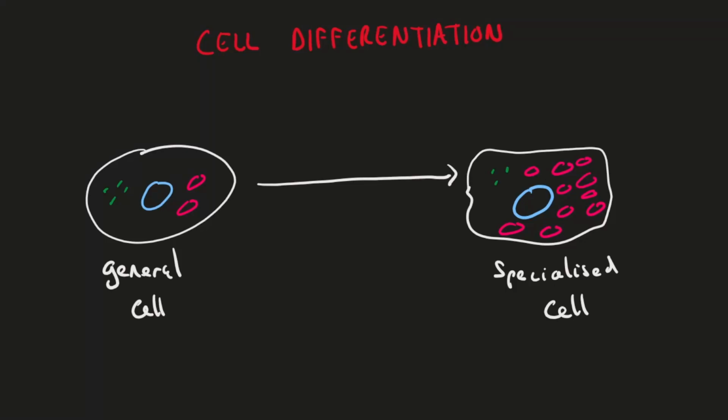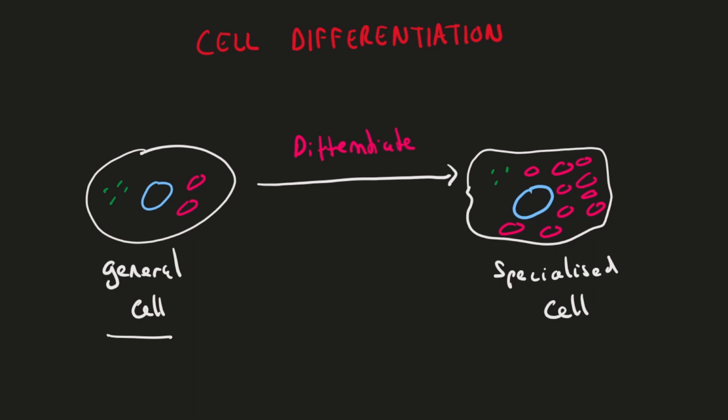So we've seen already how different organisms need different types of cells to be able to function. But actually, to get these cells, you start off generally with this general cell. So this is made up of the regular structures. It's not specialized for any specific purpose. And then as the organism develops, cells tend to differentiate into more specialized cells.